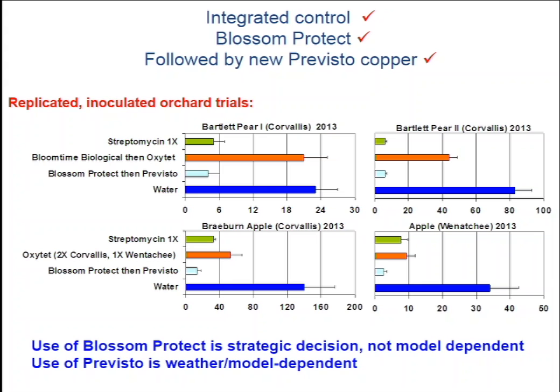It isn't a decision where I can wait and say, oh, the model says today the risk is higher, or the risk is low, and still get good control with this material. We think it needs to be out there early in bloom, and you just have to make the decision to make that treatment or not. But once that treatment's put on, if we talk about the use of Provisto, then Provisto or Serenade or these other materials are the same as antibiotics in our minds, in that you can put them on and be weather dependent and model dependent. So looking at the model, what does the model say the fire blight risk is today, and then time materials like Provisto, Previsto or Serenade based on that.